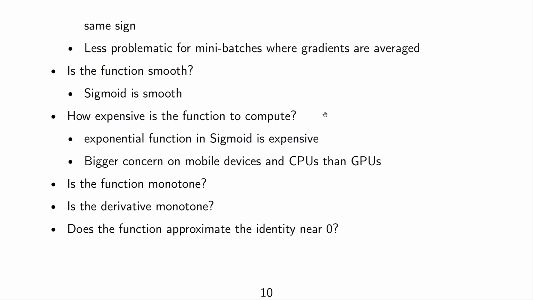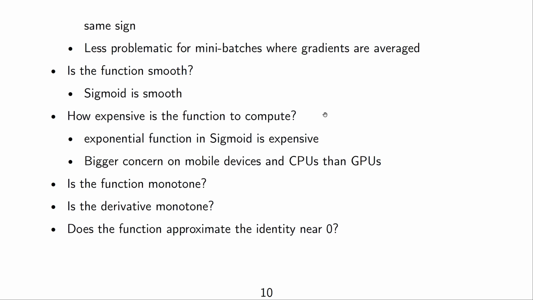This is a bigger concern on mobile devices and CPUs than on GPUs, because often on GPUs the data transfer might take a long time, and then transferring the data is a bigger bottleneck than the actual computation. Now, these things, of course, change over time and change with the architecture, but in general, it has been true that sigmoid is significantly more expensive than cheaper functions, such as the ReLU function.